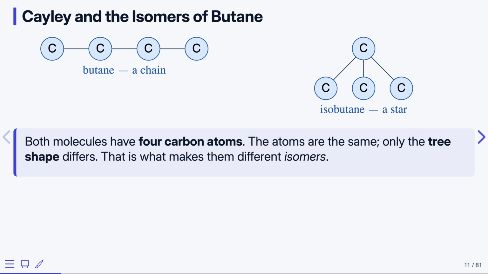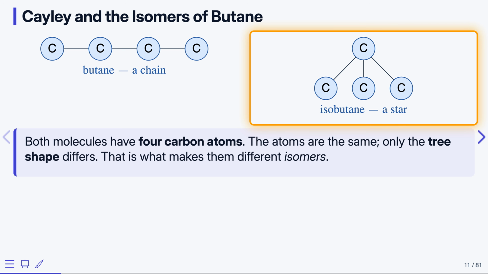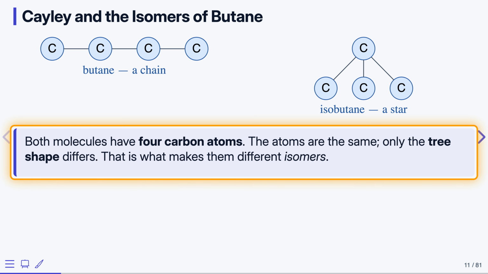Let us see the idea Cayley started from. Draw only the carbon atoms of a molecule and join two atoms when they are bonded. What you get is a tree. The first molecule is butane. Its 4 carbon atoms sit in a straight chain, one after another. The second one is isobutane. It has the same 4 carbon atoms, but one of them sits in the middle and holds the other 3. Both trees have 4 dots and 3 edges. The atoms are identical, only the shape is different. Chemists call 2 molecules like this isomers, and Cayley counted them by counting trees.